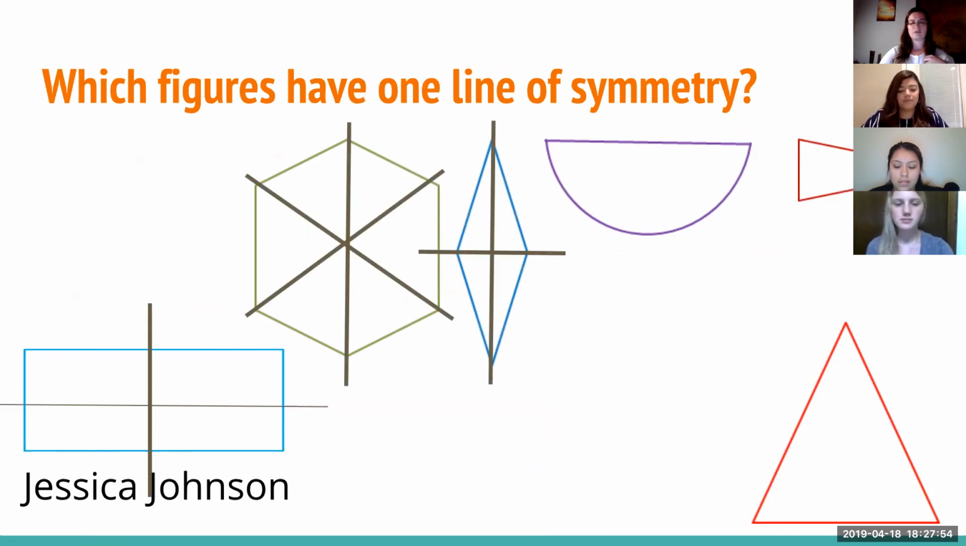The rhombus's line of symmetry looks like this. And the semicircle looks like this. And the isosceles triangles look like this.